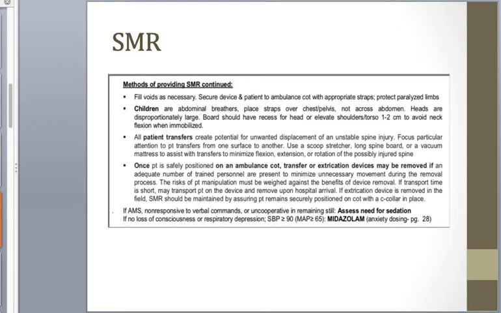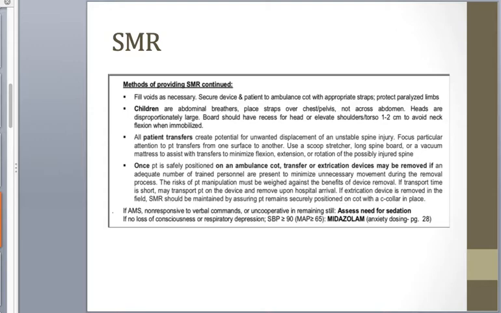Continued again. Fill the voids if necessary. If somebody has a hunchback, or they're a kid that isn't really lying comfortably, or an older person, try and fill the spots if we can. Maybe put a blanket down on the backboard prior to putting them on it. Make sure that we use appropriate straps, spider straps if needed. We do have a PEDS backboard on the ambulances that we could use as well.